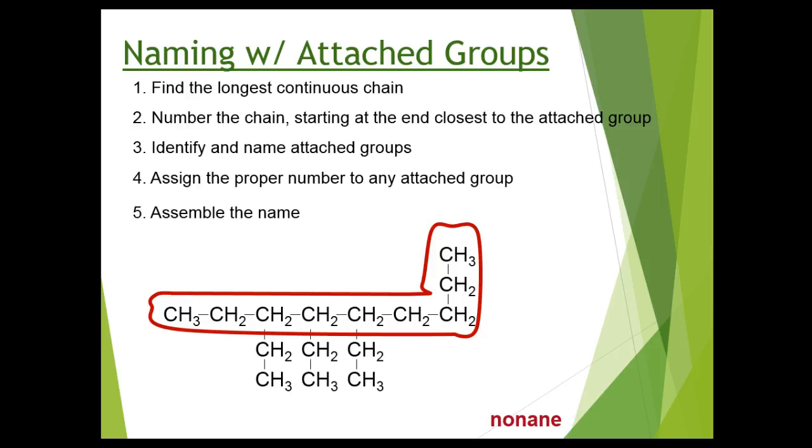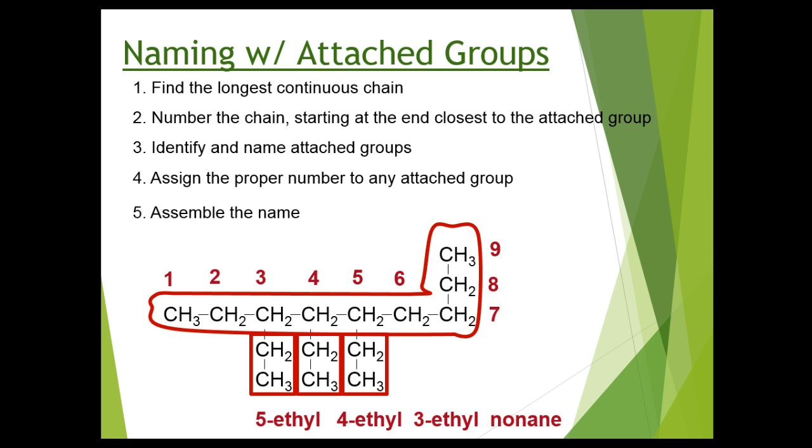Rule 2, number the chain starting at the end closest to the attached groups. That's going to be the left-hand side. So we number like this. Next is identify and name the attached groups. There are 3 of them in this case. And they're all ethyl. So we have a 3-ethyl, a 4-ethyl, and a 5-ethyl.